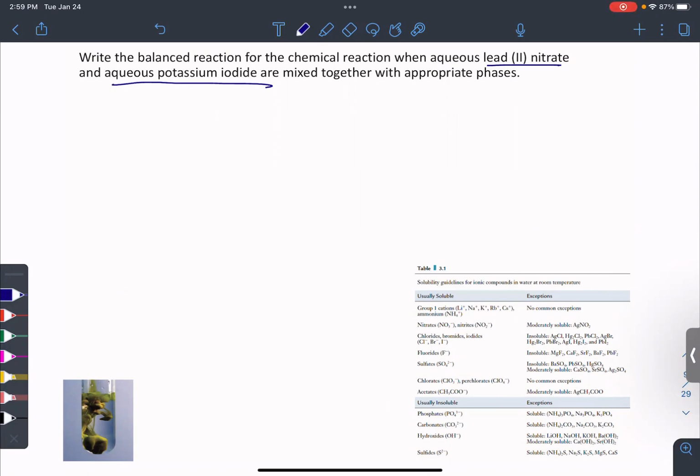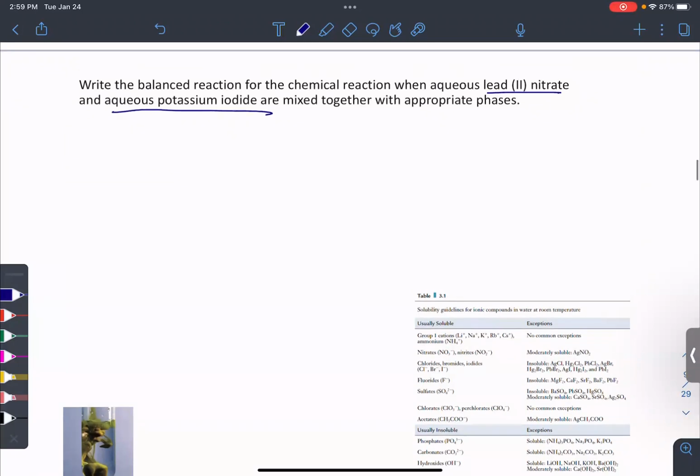So again, names to formulas. So lead 2 nitrate. What's the charge of lead? 2+. I love the stock system. Nitrate is NO3-. So we need to write that reactant so it's charge balanced. We use subscripts. So it's lead, nitrate, 2 of them. What's the state? The question says it's aqueous, but you can check on the table too. You'll see that all nitrates are aqueous. Okay, so that's one reactant.